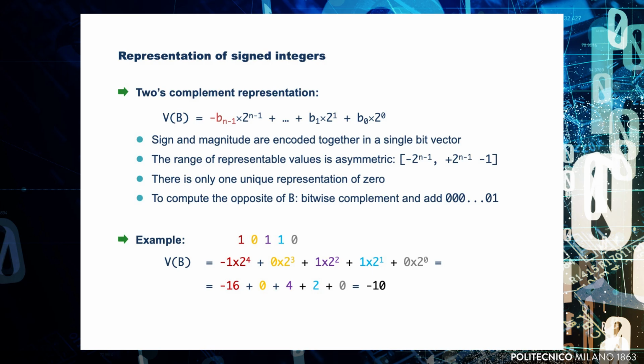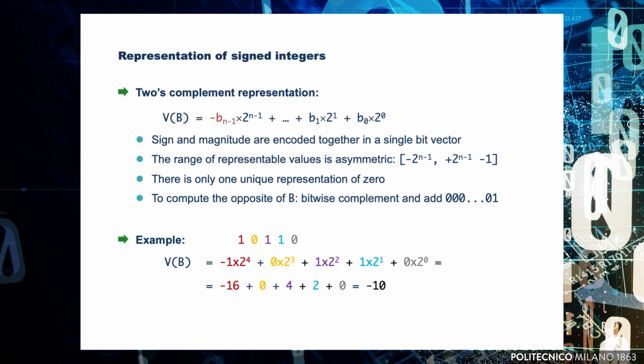Even in this format, the most significant bit can still be used to determine whether a number is positive or negative. However, unlike sign and magnitude representation, in 2's complement, the most significant bit also contributes to the magnitude of the number. In conclusion, the sign and the magnitude are encoded together in a single bit vector. Moreover, the range of representable values is slightly extended by 1 unit, only on the negative side.